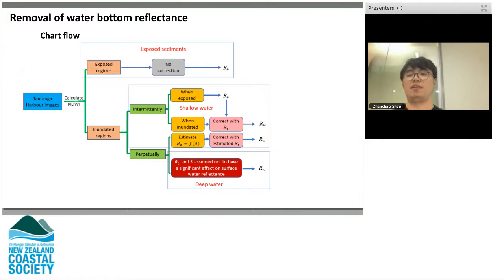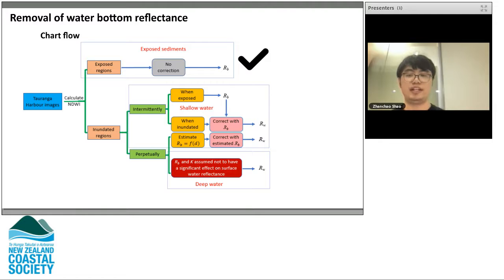And then we can have a look at our pipeline. First, we are going to use the normalized difference water index to extract the exposed regions and inundated regions. The exposed regions are really good because they're always exposed, they are sediments, and we do not have to correct them. And the perpetually deep water is also good.